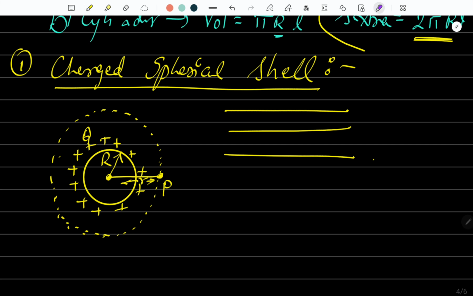Consider a charged spherical shell of radius capital R with O as center. Let Q be the total charge on the sphere. So this we have defined about the sphere. After this we'll write, consider point P at a distance small r from the center of the sphere where electric field needs to be found.